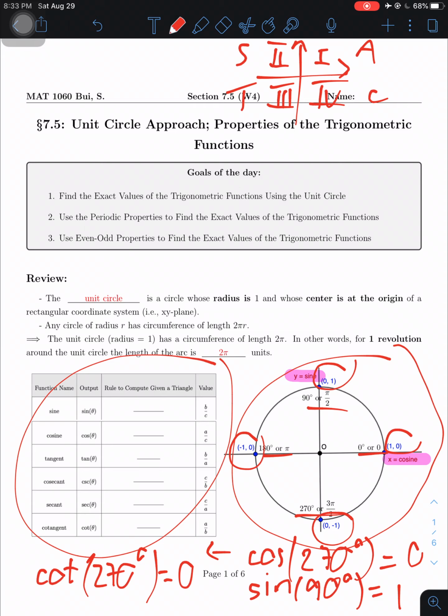But say I'm asking you for the tangent of 270 degrees. In here, it's going to be sine divided by cosine. So with cosine being 0 and on the bottom, the tangent value of it will be not defined, or you can write DNE, which means does not exist, okay?